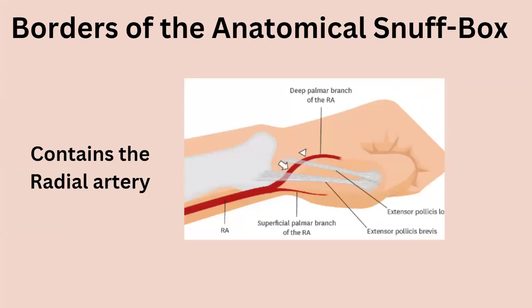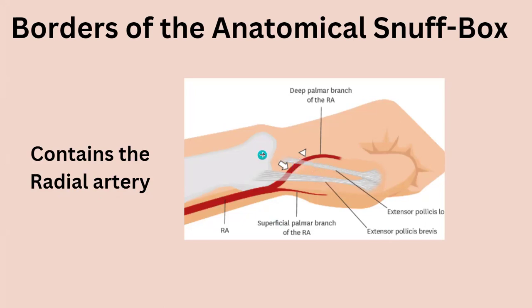Again, the radial artery passes through the anatomical snuff box. Hence, the pulse is taken sometimes at the anatomical snuff box. So this is actually really important to know. It's actually really high yield. The radial artery passes through the anatomical snuff box.